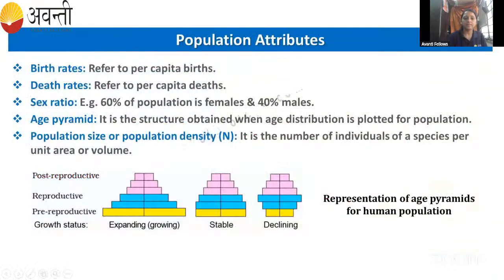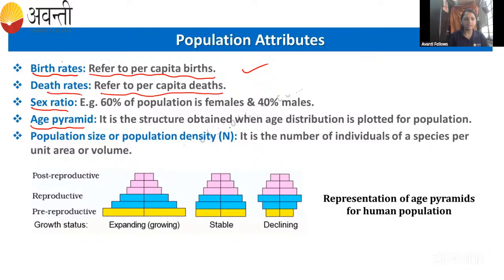Then we will talk about the pyramid, which relates to population attributes. In population attributes, you know birth rate. Birth rate refers to per capita births: how many births happen per year. Death rate refers to per capita deaths: how many deaths happen per year. And sex ratio is, for example, 60% female and 40% male, or vice versa. So these are population attributes.